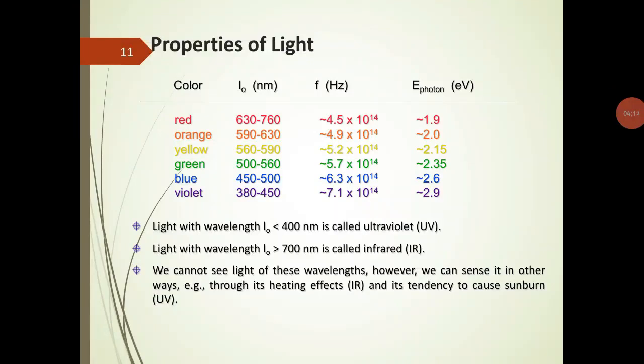Then the properties of light. This is a tabulation which shows the variation of colors in light having different wavelengths and frequencies. So light with a wavelength less than 400 nanometers is called ultraviolet rays, and higher than 700 we call infrared rays. Likewise, each color of the light has its own wavelength.